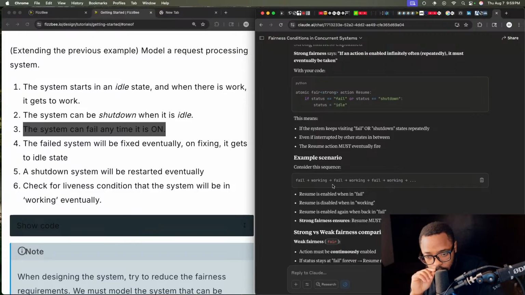Back in this cycle. Okay. But the thing is, I don't think you're supposed to be able to go from fail to working, by the way.